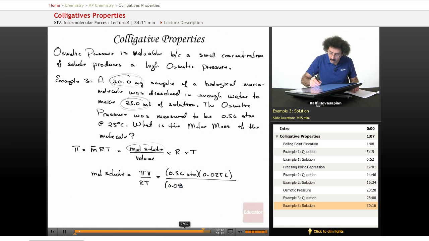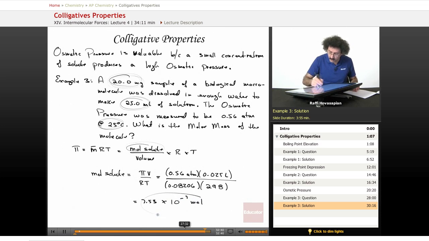Over 0.08206 liter atmosphere per mole Kelvin. I'll leave that off. And 25 degrees Celsius. Yes, 25 degrees Celsius. In Kelvin, it is 298. Is that right? Yes, 298 is correct. So the moles of solute equals 7.53 times 10 to the negative 7 mole. Very, very, very tiny amount.